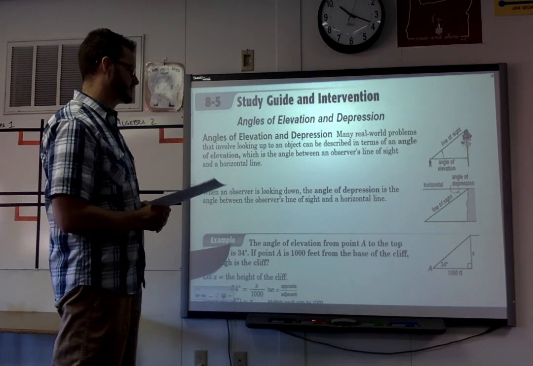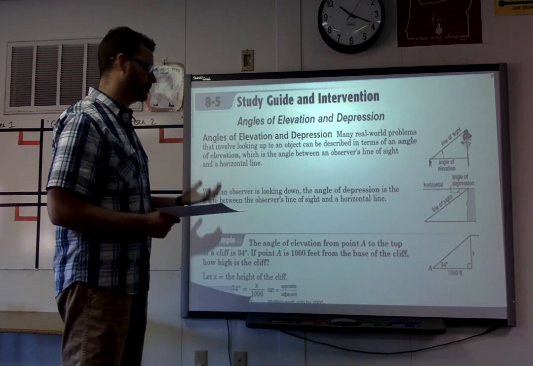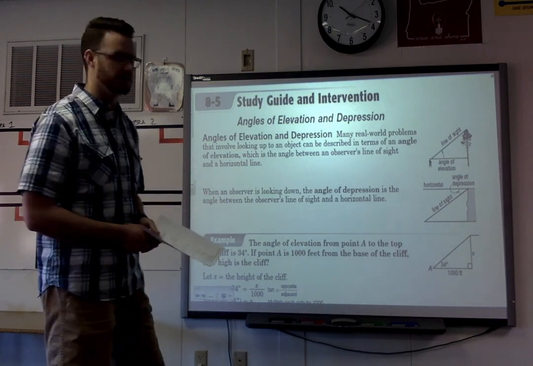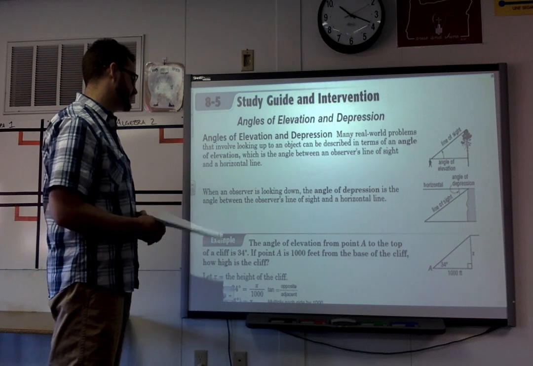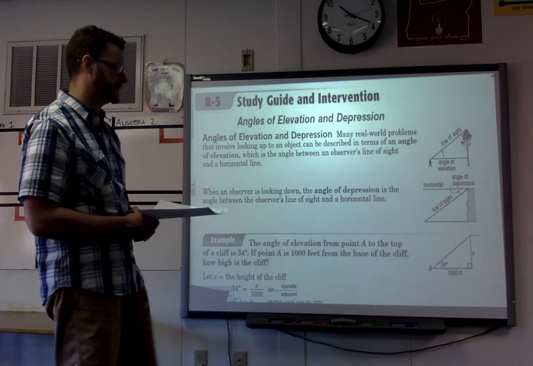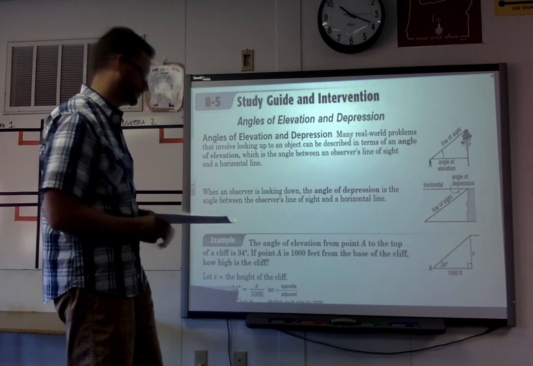When an observer is looking down, instead of the angle of elevation, it's called the angle of depression. And that is the angle between the observer's line of sight and a horizontal line.